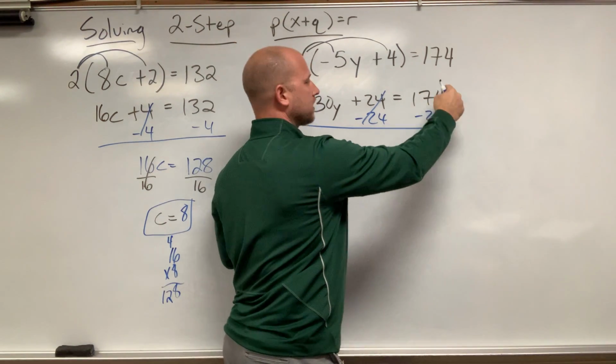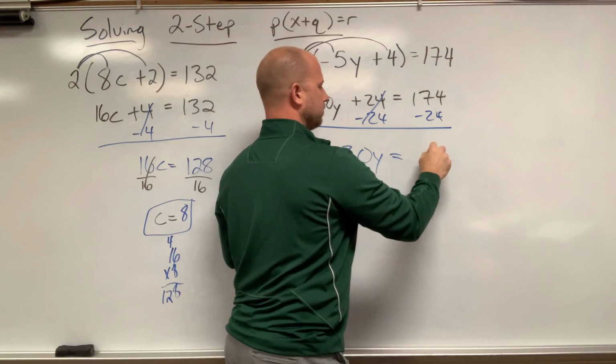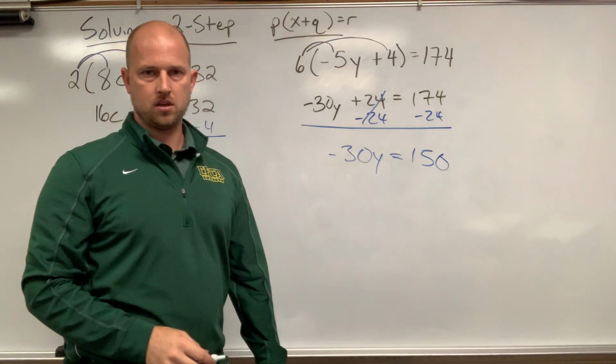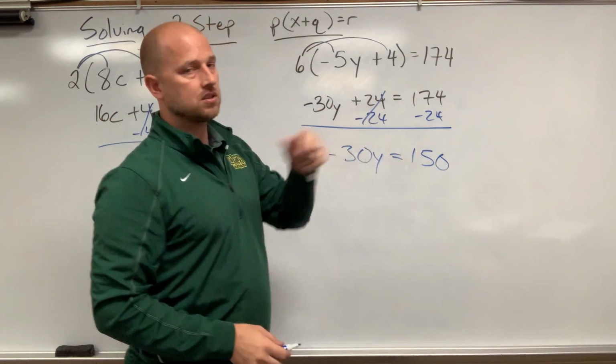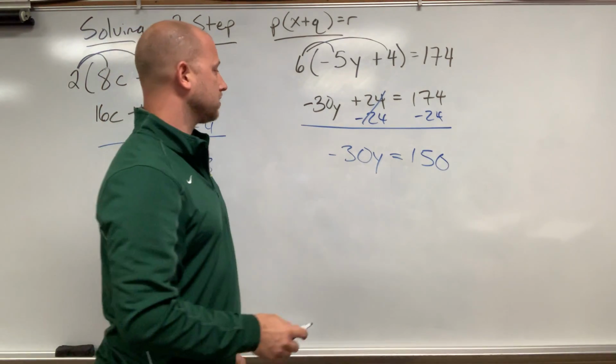Okay, different signs subtract. 4 and 4 is 0. 7 and 2 is 5. I got 150. Okay, and it's positive because 174 is larger and 174 is positive.